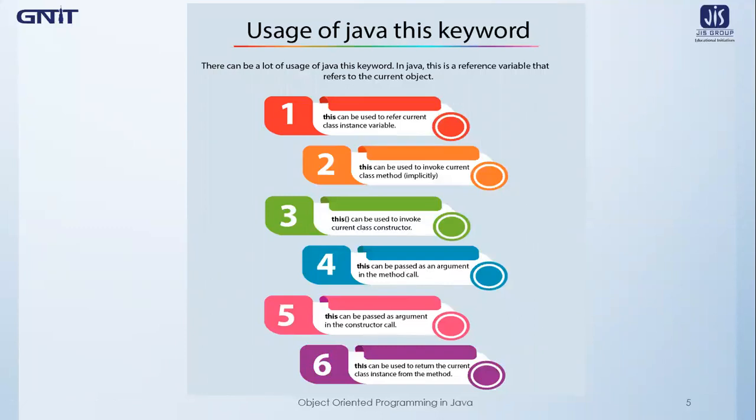The next use of this keyword says that this keyword can also be passed as an argument in the constructor call. So today we have learned how an object can be passed as an argument in the method call and in the constructor call. So now we will see how this keyword can be used in order to pass the current object as an argument in the method call and in the constructor call.